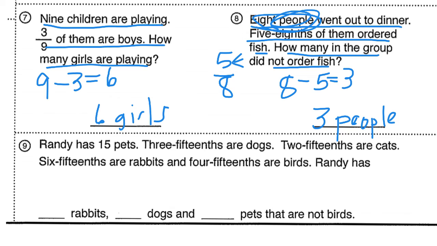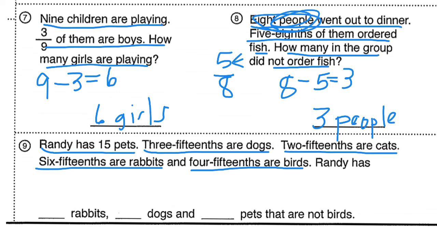Now, this next part is a little bit trickier. Let's read it together, and then I'll have you try some of it on your own. Randy has 15 pets. 3/15 are dogs. 2/15 are cats. 6/15 are rabbits, and 4/15 are birds. Randy has, this should have continued down to here. He has a number of rabbits. It's not a fraction, but you can't have a fraction of rabbits. You can only have a whole rabbit or no rabbits. There's no such thing as part of a rabbit. A number of dogs and a number of pets that are not birds.